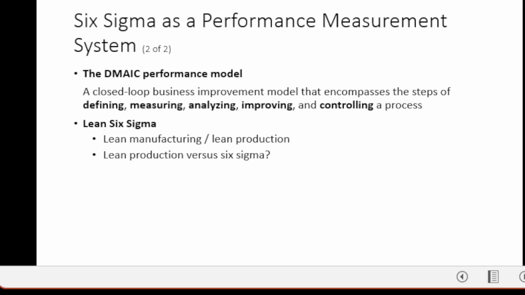And control, how do you institutionalize the improved system by modifying compensation, incentive systems, policies, procedures, resource planning, budget, operation instructions, and so on. So this is DMAIC. Lean Six Sigma is another method which is based on lean manufacturing or lean production.